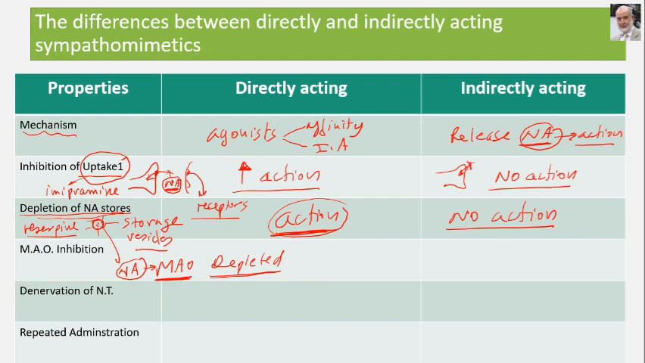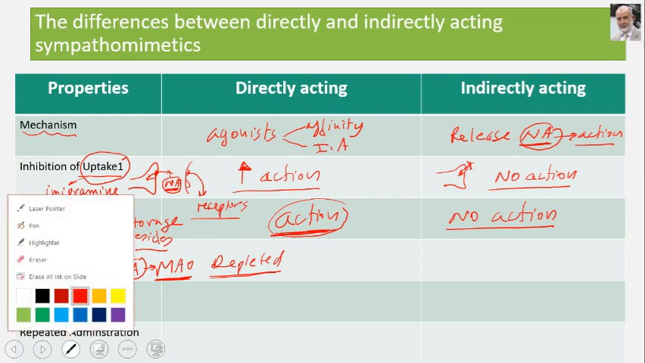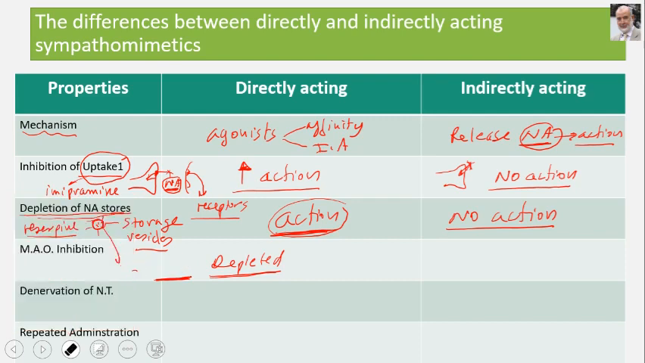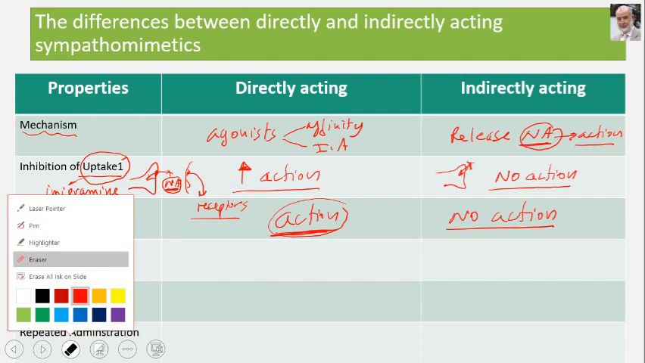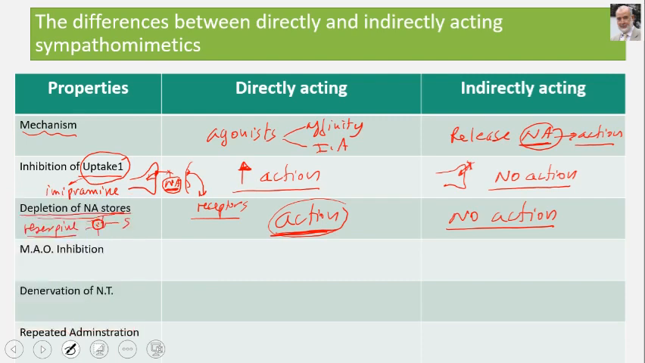Okay, so this is the third difference. Next difference, suppose we inhibit MAO. MAO is the enzyme responsible for the metabolism of noradrenaline, as we have said. What will happen if we inhibit MAO? So we have the storage vesicles like that. We said that noradrenaline, after its synthesis or reuptake, will be stored in the storage vesicles.